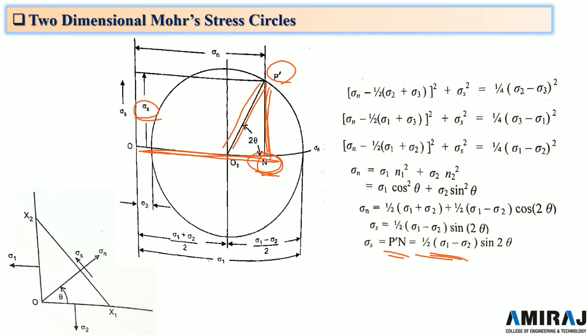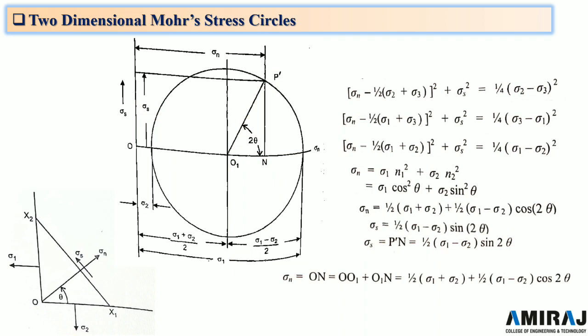Sigma S we have found. Now normal stress we have to find. So normal stress means this plus this value. So we can find out the normal stress is equal to O2O1 plus O1N. So ON is equal to (sigma 1 plus sigma 2) by 2, while O1N is equal to ((sigma 1 minus sigma 2) by 2) into cos 2 theta.